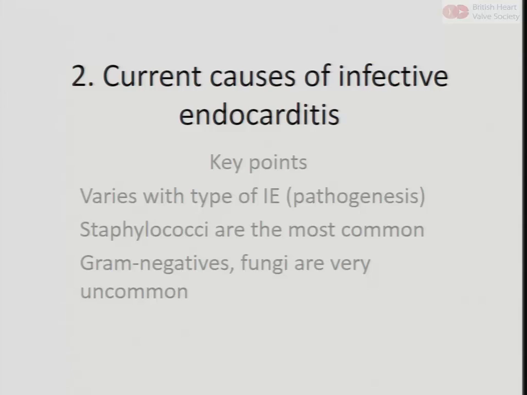So in terms of the current causes of infective endocarditis, I really want to reiterate that the causes vary with the type of endocarditis. The pathogens, as John's already said, for early versus late prosthetic valve endocarditis and device-related endocarditis are different from native infections. Staphylococci, I think, now are unequivocally the most numerous pathogens, rather than the most important. Gram-negatives and fungi are actually very, very uncommon. So I reiterate what John said about probably not covering these pathogens empirically in most situations.